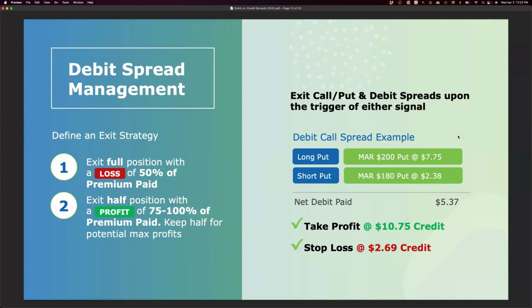And those thresholds are, if you lose 50% of the premium that you pay, you should consider getting out of a loss. And if you have made 75 to 100% gains on your trade, those are criteria to consider starting to take profits on that trade.